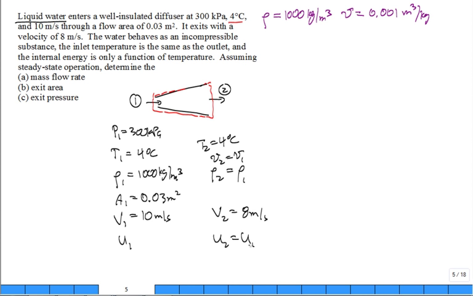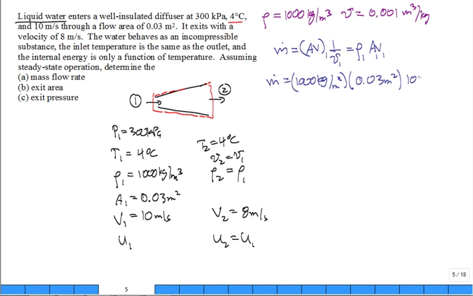The mass flow rate through the diffuser. I'm trying to say nozzle, but through the diffuser. What's the mass flow rate? Would we say that the mass flow rate is the volumetric flow rate coming in divided by the specific volume coming in, or the mass density coming in times the volumetric flow rate coming in? All right, so the mass flow rate would be 1,000 kilograms per cubic meter times the area coming in times the velocity coming in. Professor, make our exam questions that easy. Please, please, please. All right, so we get m dot of 300 kilograms per second.